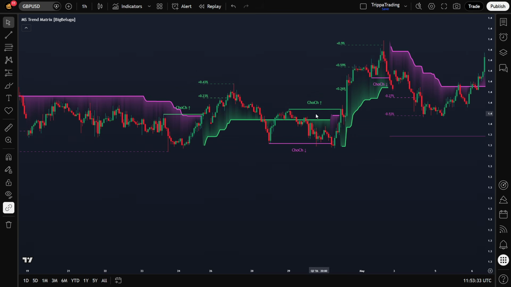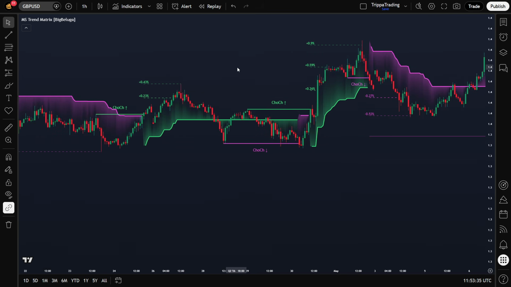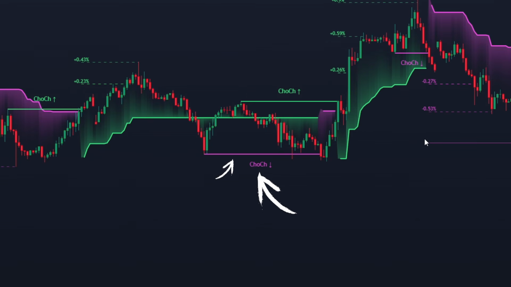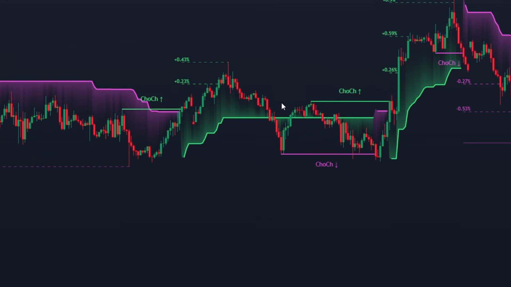Now let's talk about what you see on the chart. First, the indicator prints the market structure and highlights the change of character points. That already makes it useful, because instead of manually checking every swing, the indicator helps you see where the previous trend structure has been broken.